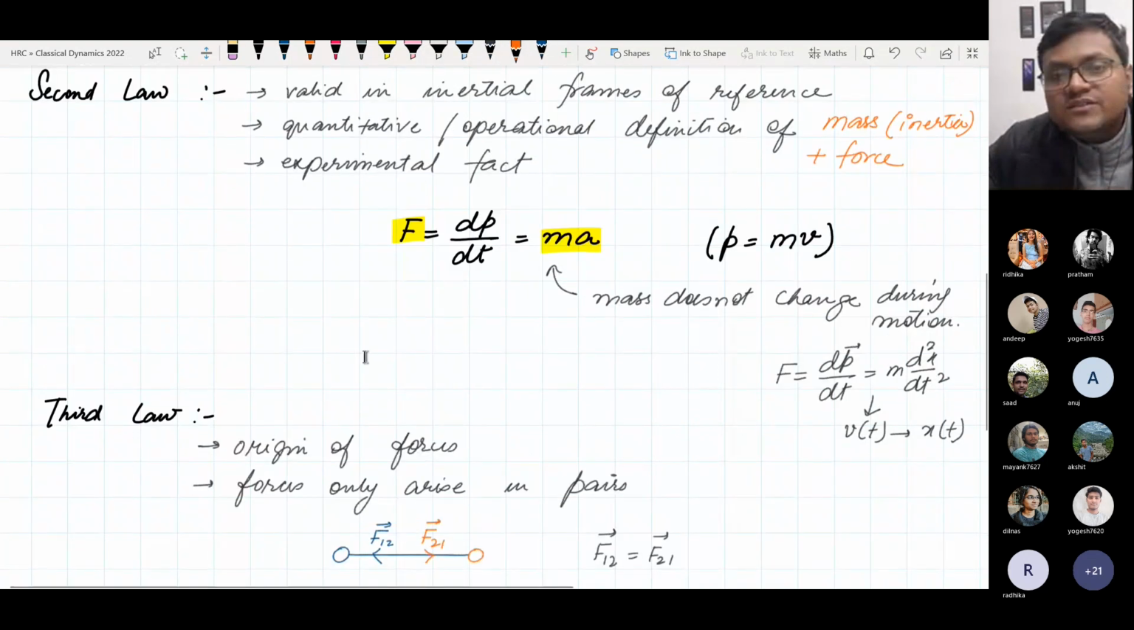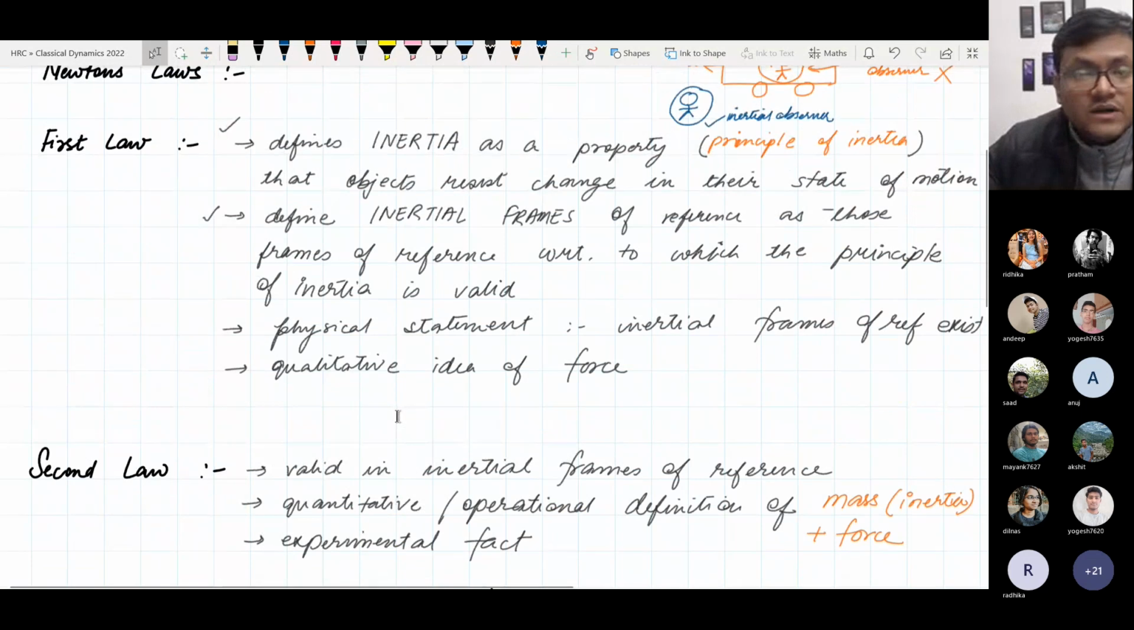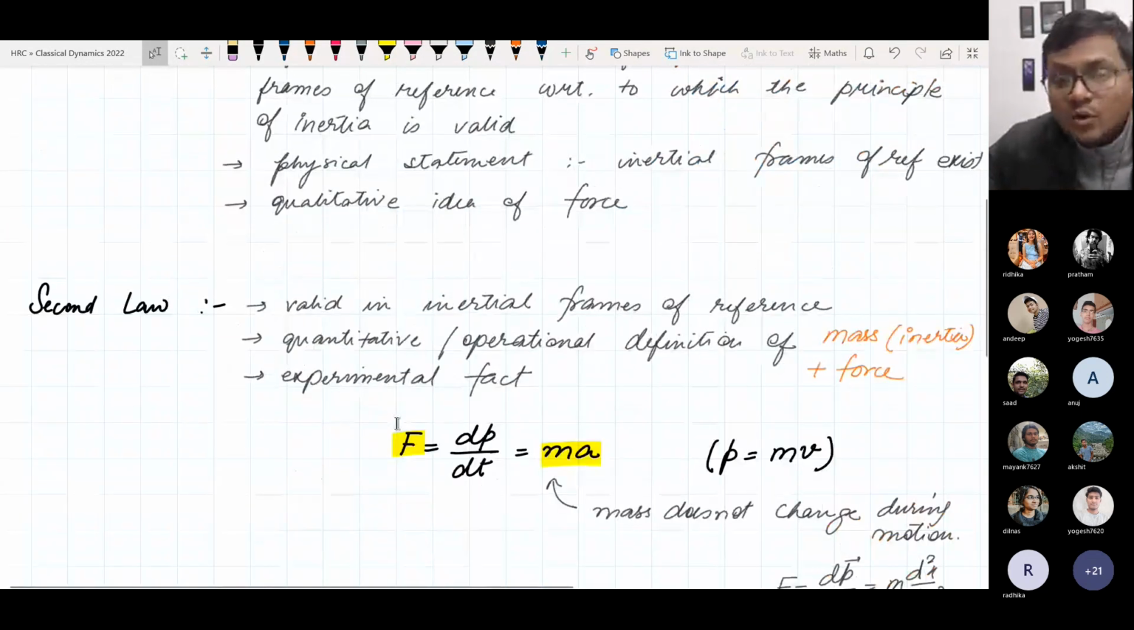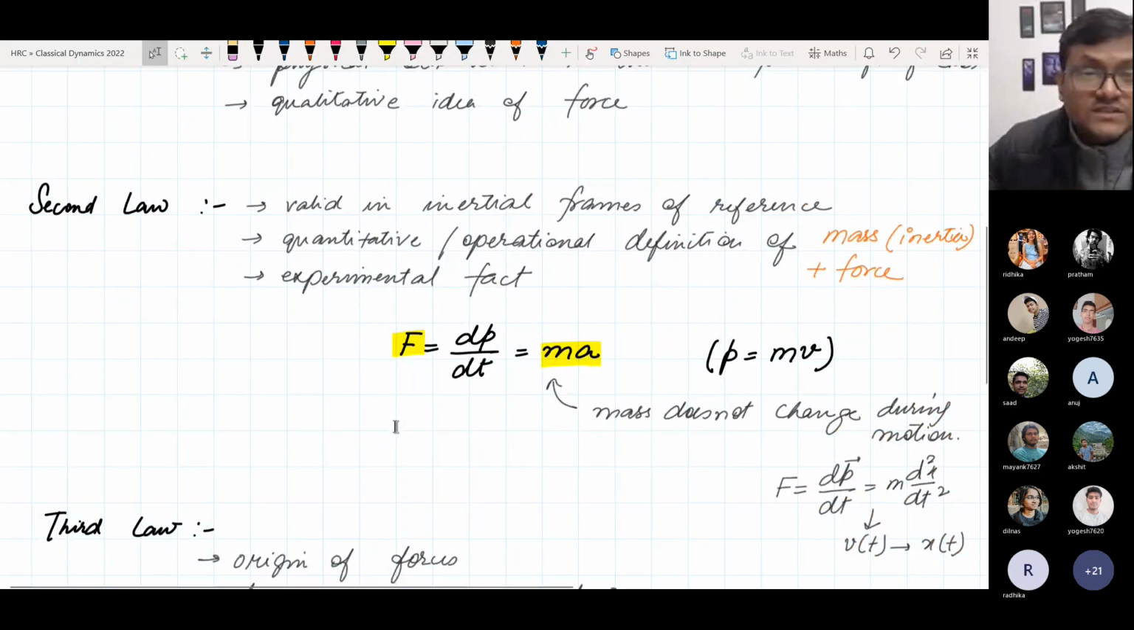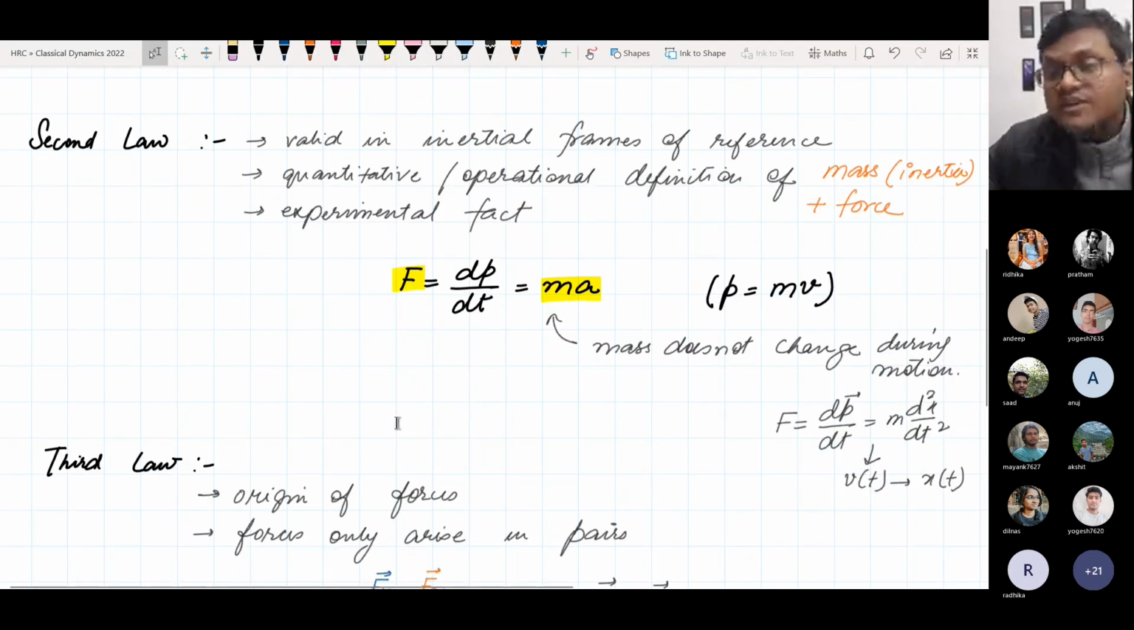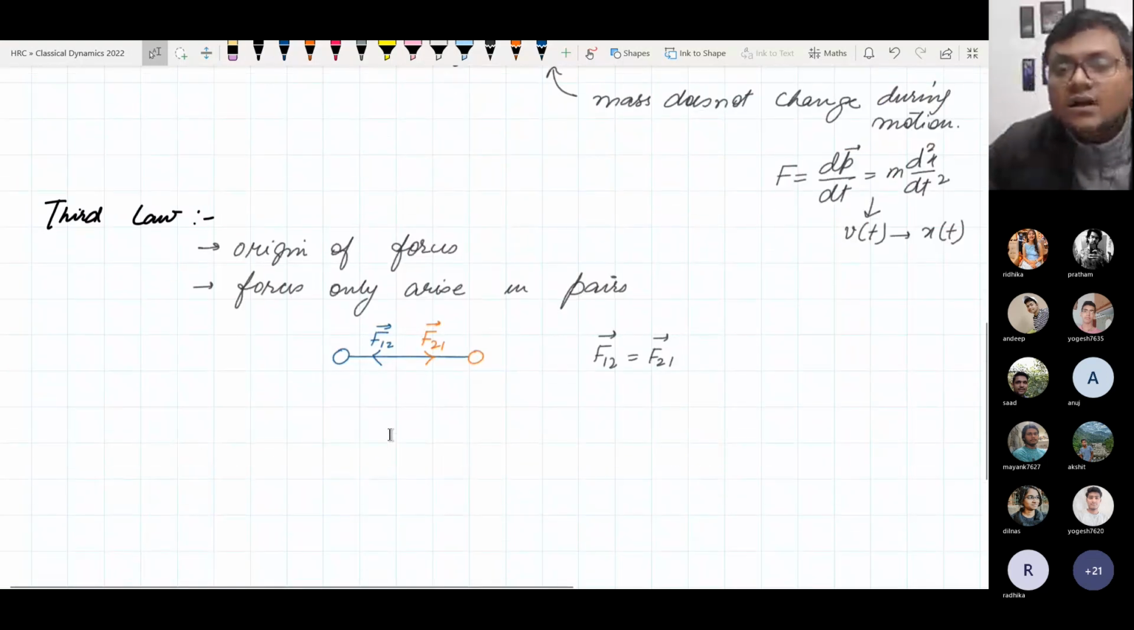So in a way, Newton's three laws are complete because the first law talks about what happens in the absence of forces. The second law talks about what happens in the presence of forces. It gives us a quantitative definition. It gives us an expression, a differential equation from which to start our analysis. And the third law completes the whole story by telling us why forces exist in the first place. Otherwise, it will not be complete in that sense.